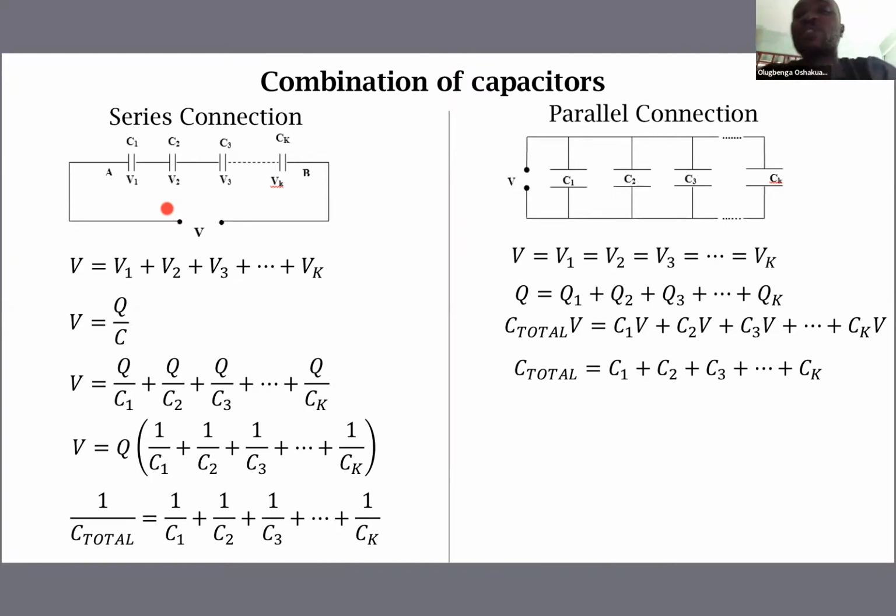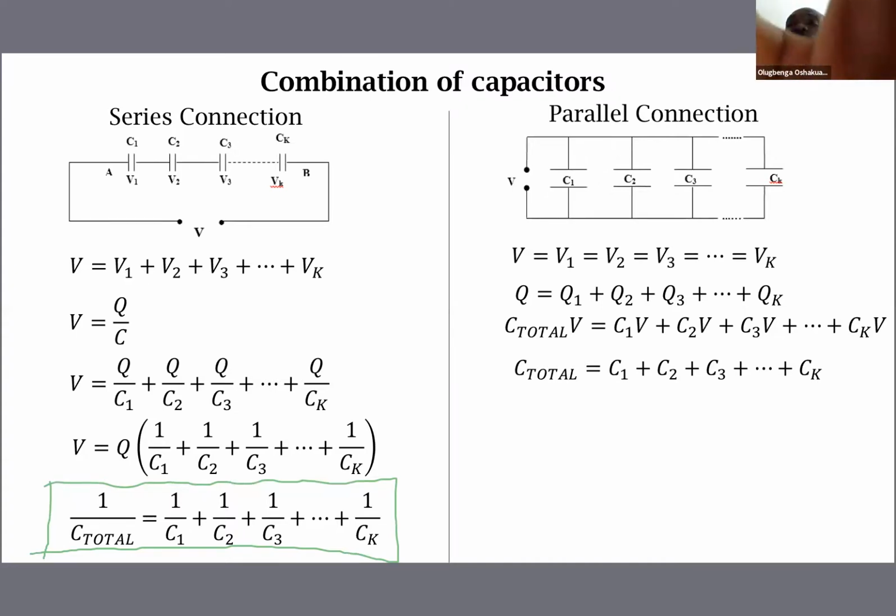So the potential across each of them, that is, V1 is the potential across C1 alone, V2 is the potential across C2 alone, V3 is the potential across C3 alone. But when you add V1 plus V2 plus V3, you will have the potential across C1 to C3. And the total capacitance is given by the equation below: 1 over C total equals 1 over C1 plus 1 over C2 plus 1 over C3, on and on.